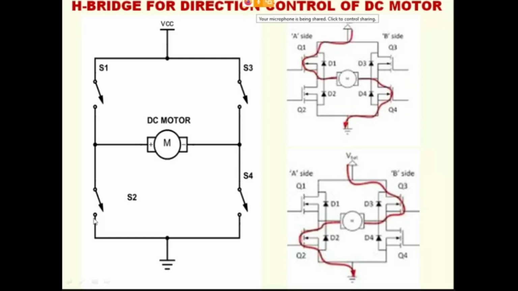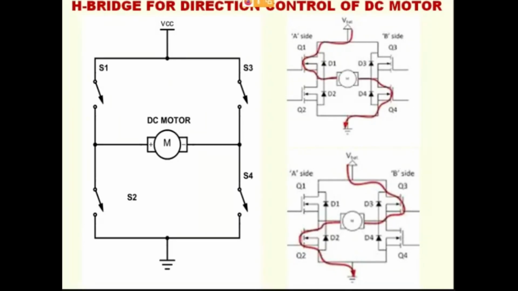If I close the switch S3 and S2, the current flow will be in this direction. This will become plus and this will be minus. So the direction of the current flow changes. So the direction of the magnetic field will change, hence the direction of the rotation will change. This is very clearly visible in the screen. If S1 and S4 are closed, it means current flows from left to right, so the motor rotates in clockwise direction. If we switch on Q3 and Q2, current flows from right to left, hence the motor rotates in anti-clockwise direction. So the H bridge is a DC motor driver, which helps us to make the motor rotate in both clockwise and anti-clockwise direction.